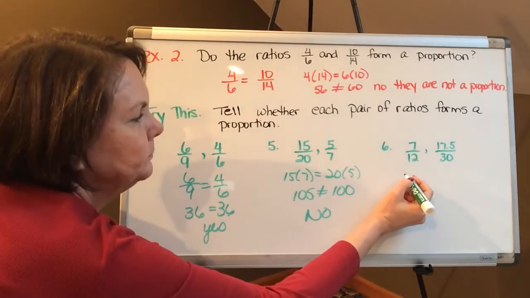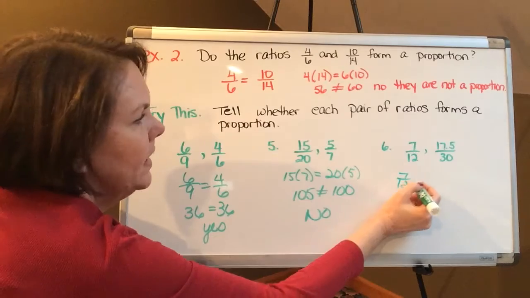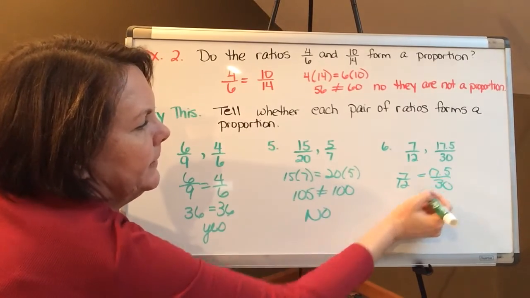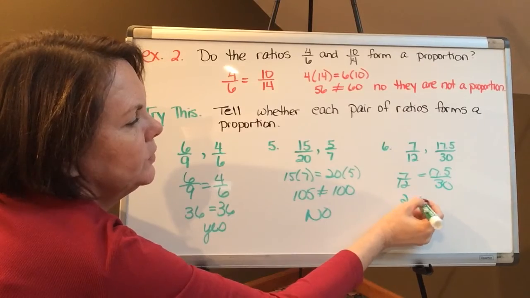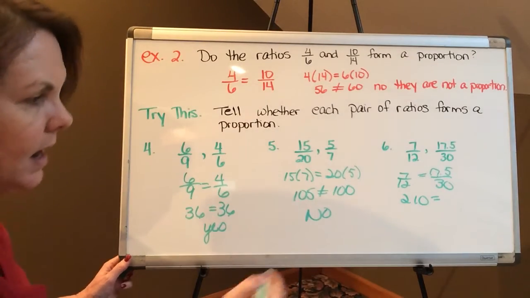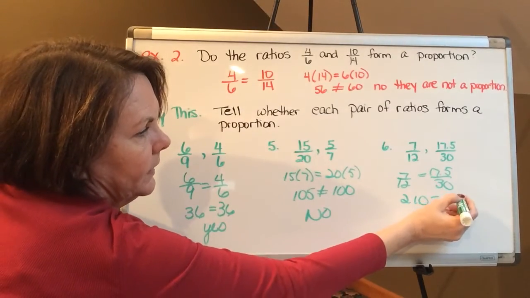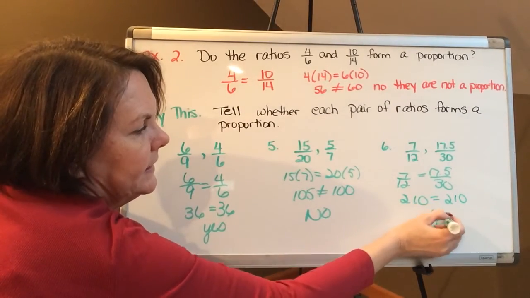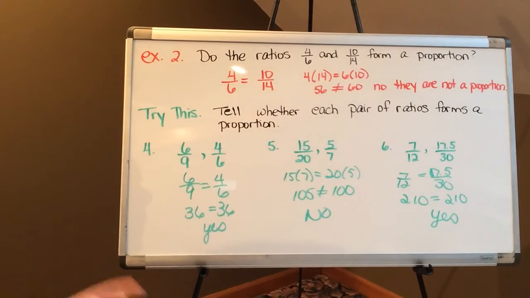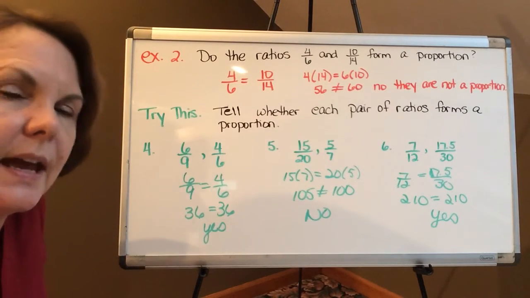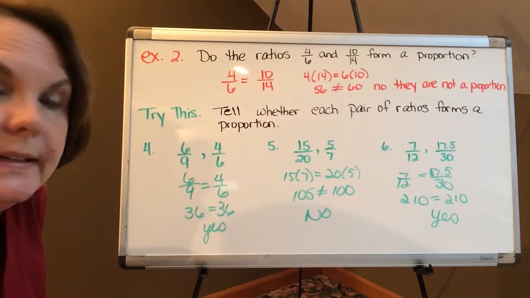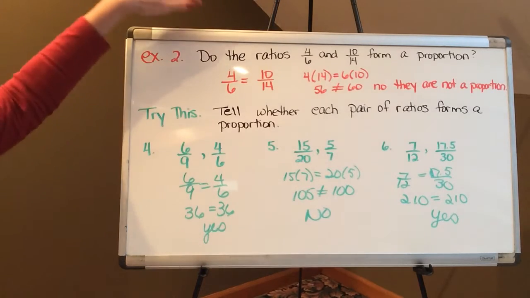And finally, we have 7 over 12 equals 17.5 over 30, and this way gives us 210, and the other way gives us 210. So yes, they do form a proportion. This is 17.5, by the way. When you do something like that, it's okay. You can have a proportion with a decimal as one of the numbers. That's totally acceptable. All right.